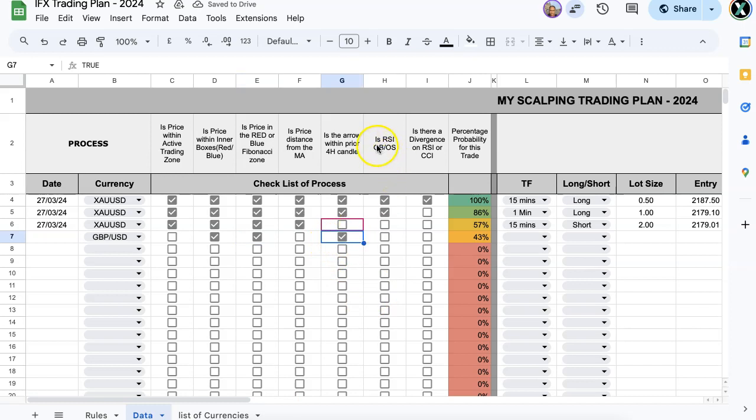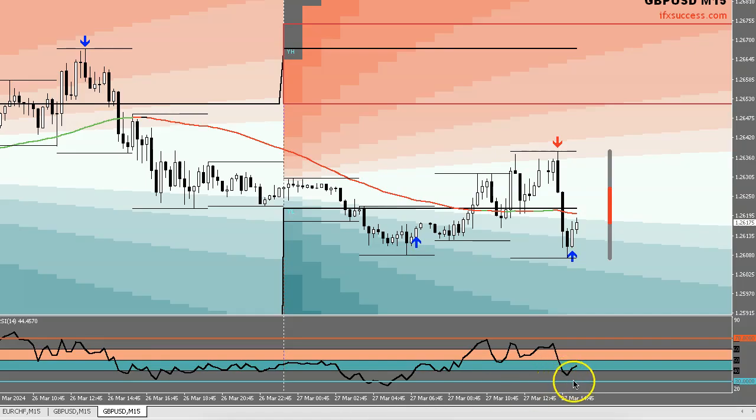And then, is the RSI overbought or oversold? Well, there are things that you have to consider in terms of the RSI. Like if it hits the 30, it is definitely oversold. And if it is really close to the 70, it is definitely overbought.